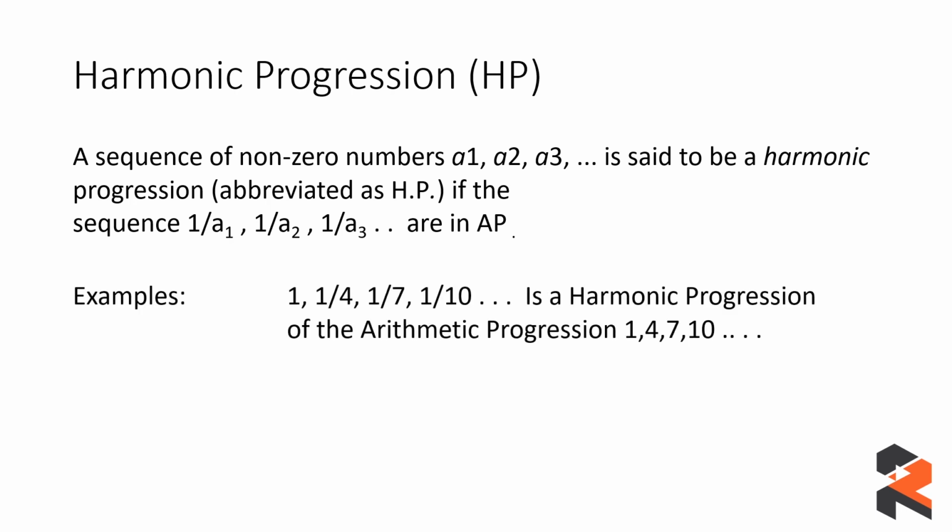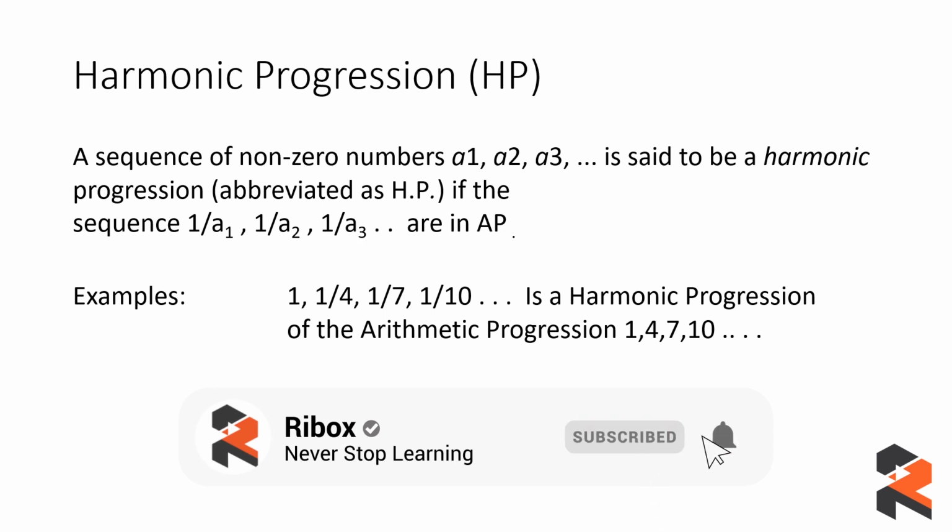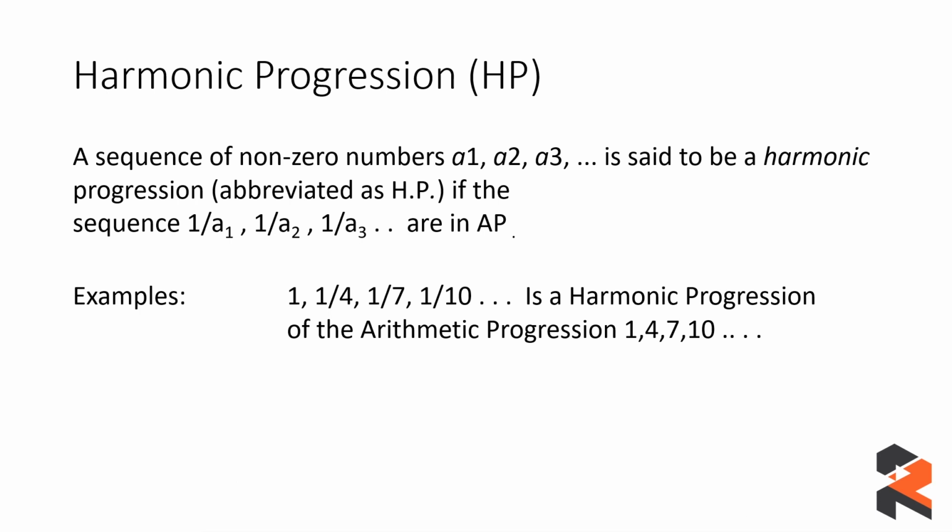So let's look at an example. Say you have these elements in your HP. Then 1, 1 by 4, 1 by 7, 1 by 10 is in a harmonic progression if 1, 4, 7, 10 are in arithmetic progression. Since you know from this video that arithmetic progression is calculated by knowing the common difference and the first term, your first term is 1 and your common difference is d. Here the common difference is going to be 3. So 4 minus 1, or 7 minus 4, or 10 minus 7 is going to result in 3. So you know that these elements are in an arithmetic progression, so their inverse will be guaranteed to be in a harmonic progression. That's the only way you can understand it.